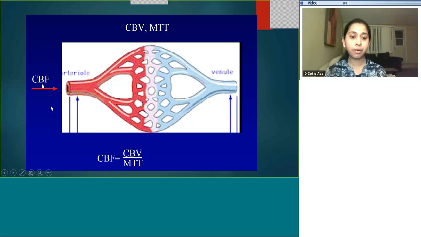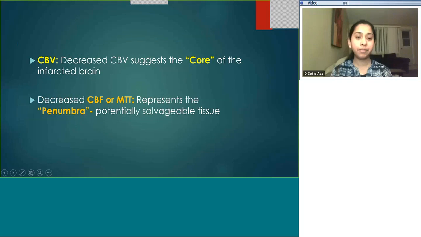So as the cerebral blood flow goes, this is the capillary phase and this is the venule phase. There is a formula for calculation of CBF. Basically, it is the division of CBV over MTT. So as I said, decreased CBV suggests the core of the infarcted space, and decreased CBF or increased MTT represents penumbra. So this is very important for you to understand.